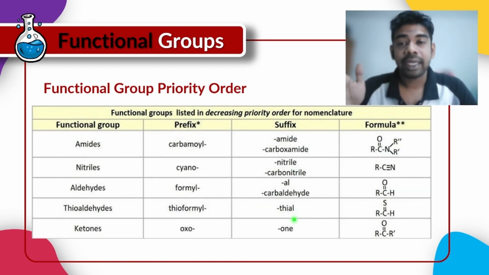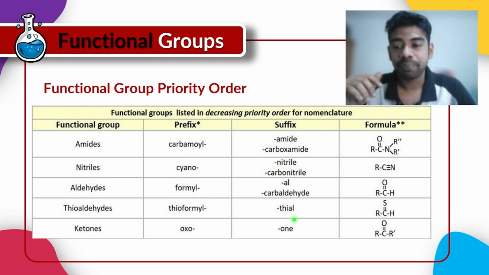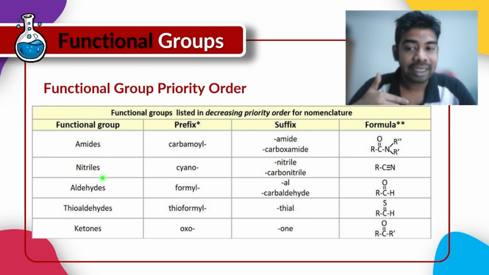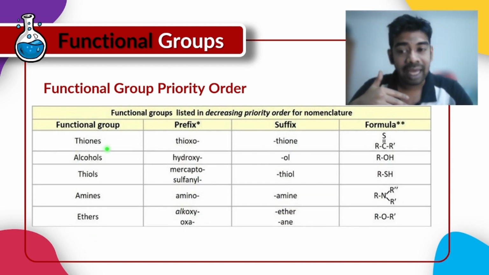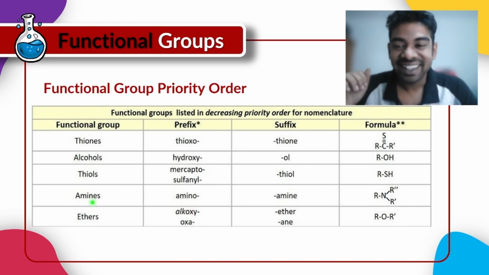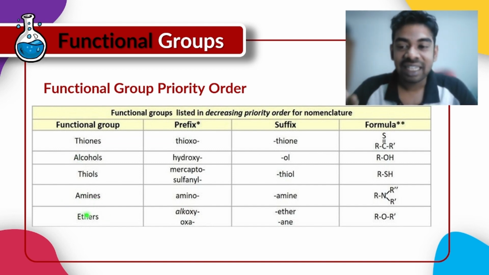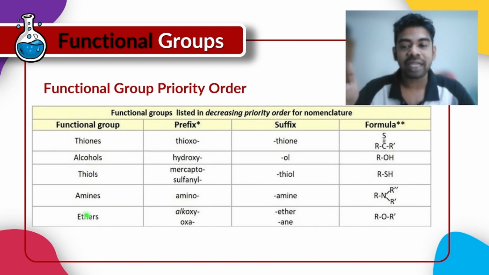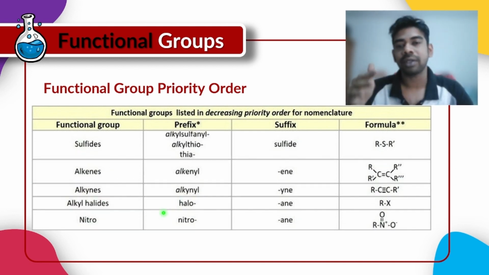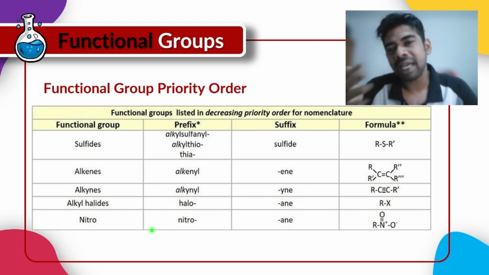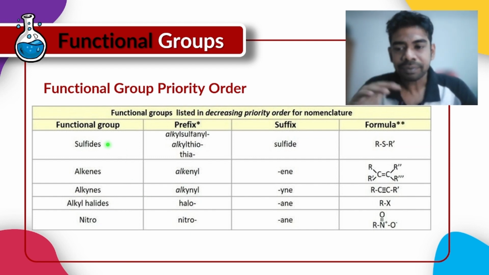Now, these are your amides. You have aldehydes over here. So these are the few important ones. So aldehyde, nitriles, then you have ketones, then alcohols, right? Then you have amines, and then you have ether. From ether onwards, they are not given that particular priority.